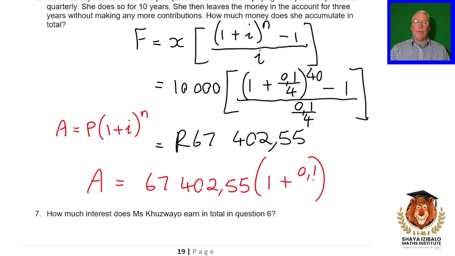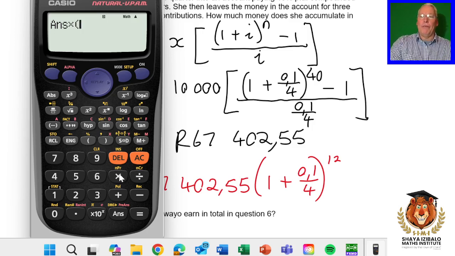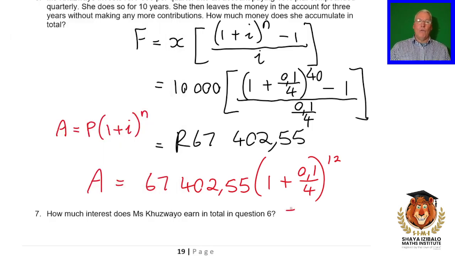1 plus, now the interest rate, remember, is 0.1 over 4. Now, 3 years. How many quarters are there in 3 years? Well, there are 4 quarters in a year, so there are 12 quarters. So that's the calculation we now need to do. That is already in my answer. So when I go times, I'm now just going to go 1 plus 0.1 over 4 to the power of 12. Okay, and we get 74,460.48. 74,460 Rand and 48 cents.